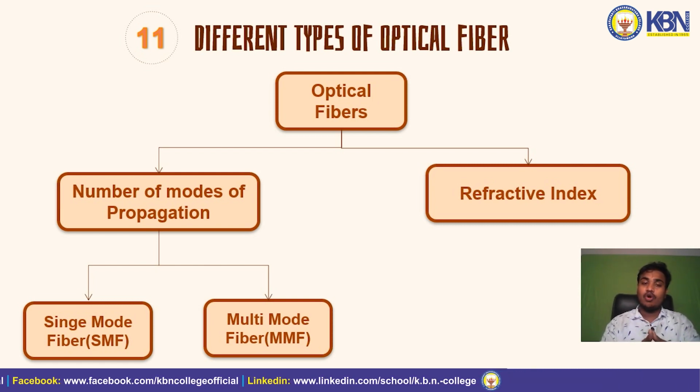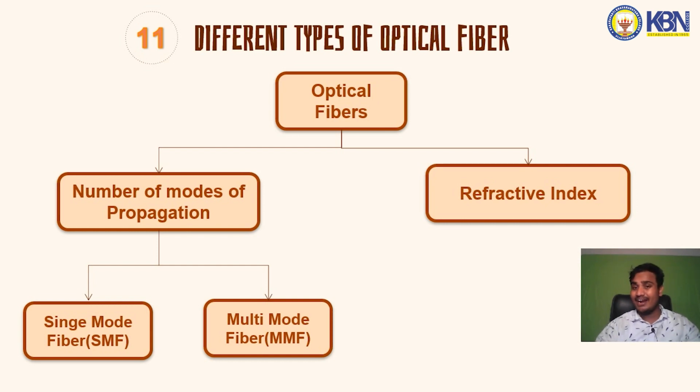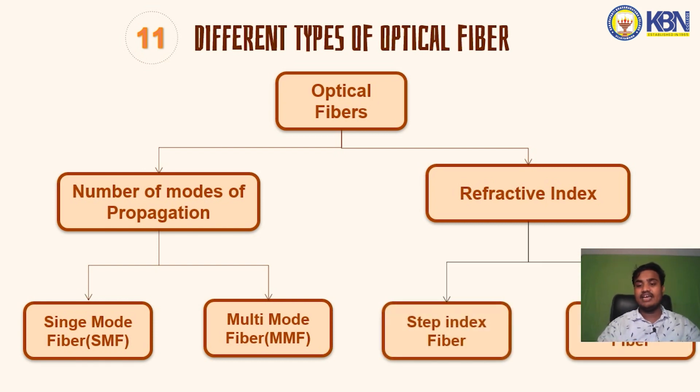The first one is called the single mode fibers, which is nothing but SMF. The second one is called the multi-mode fibers. Then coming to the refractive index profile, the optical fibers are again classified into two types. They are called the step index fibers and the graded index fibers.